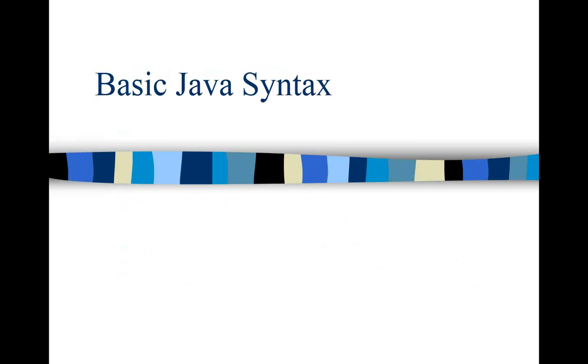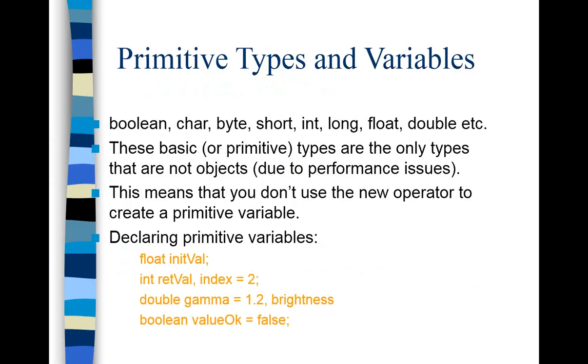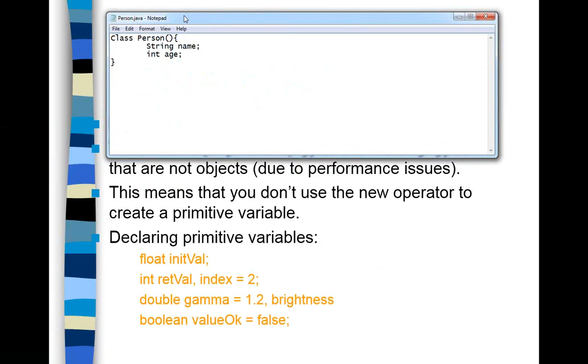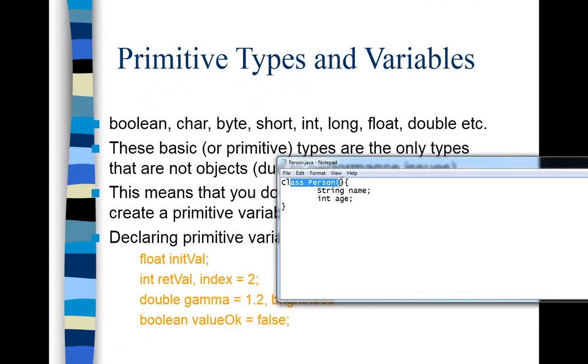Now we move to the basic syntax of a Java program. Before we go into an actual Java program, let's discuss certain terms. There is something called primitive types and variables that we use. Yesterday, or even today, if you see this, I have declared a class and inside that I have declared a variable. This is the name of the variable, which is name, and this is the data type of the variable.